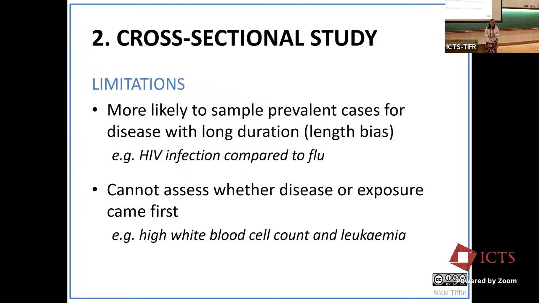And you also can't assess whether the disease or the exposure came first. So temporality can't be decided from these data. In fact, the kidney disease and hypertension example is a bit of a cheeky one, because clinicians will argue which is the outcome and which is the cause. You don't know which was the driver of which because you're only measuring them both at the same time.